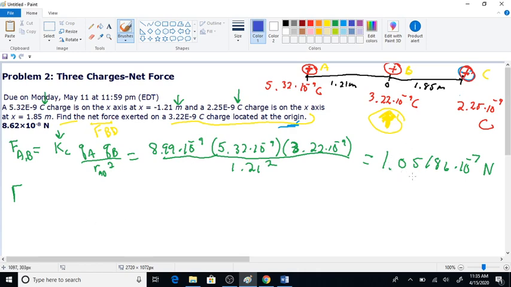So that's our first force. This is F of A on B. Okay? Now let's do, in blue, the force of B and C.